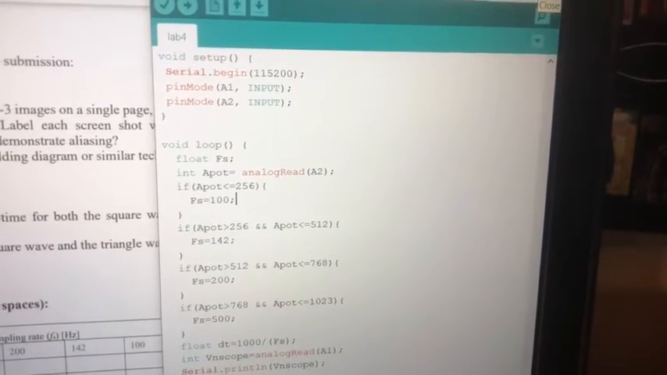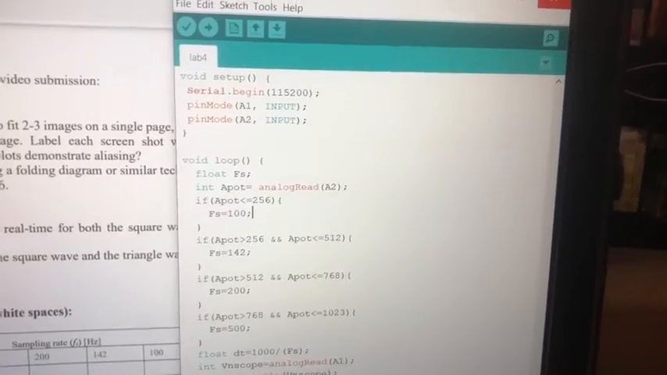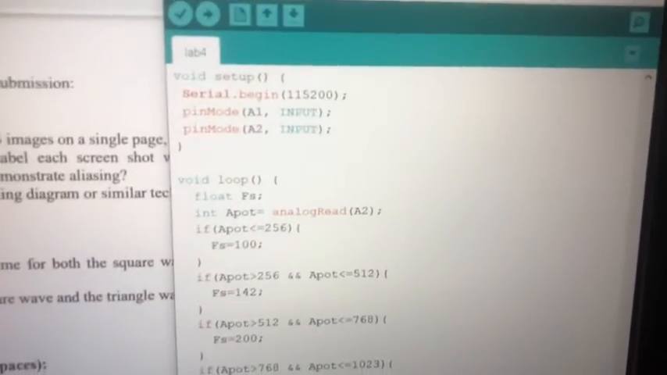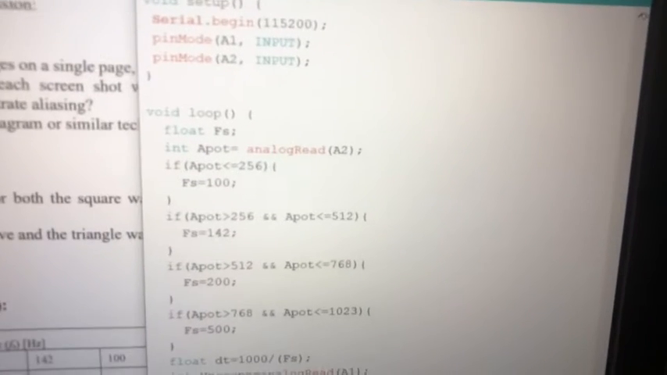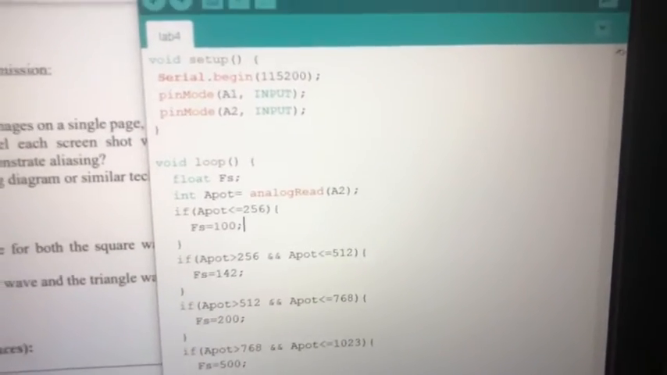Alright, so here's my Arduino code. As you can see, I set A1 and A2 to inputs. That's where I have them located here, A1 and A2. And also set the baud rate, what was specified in the lab. I did float for FS as well as DT because I knew that it could be a non-integer.